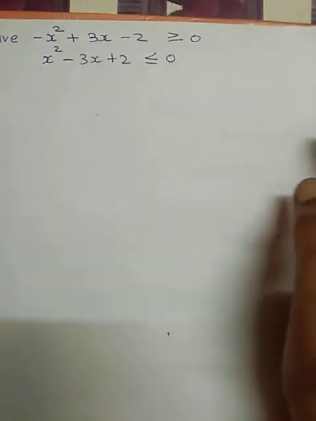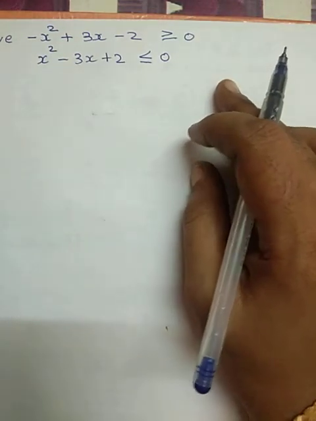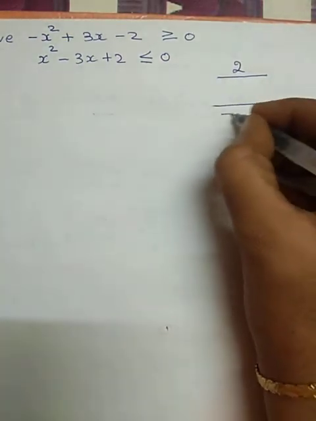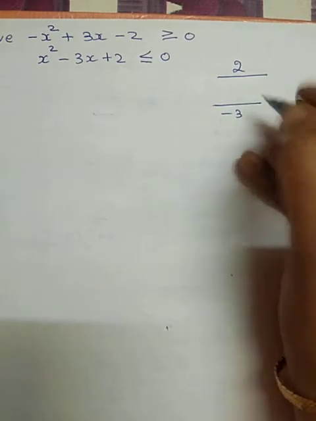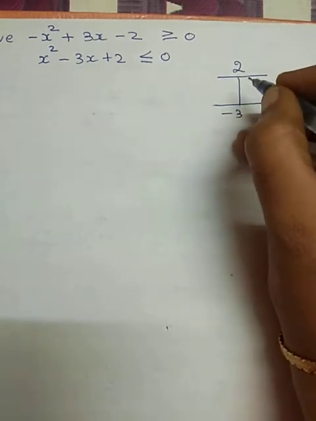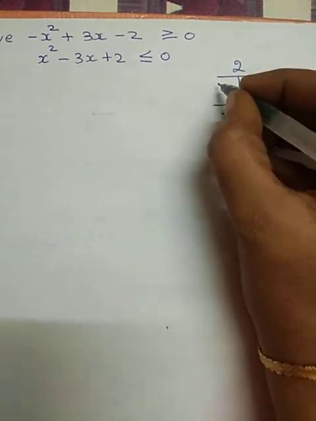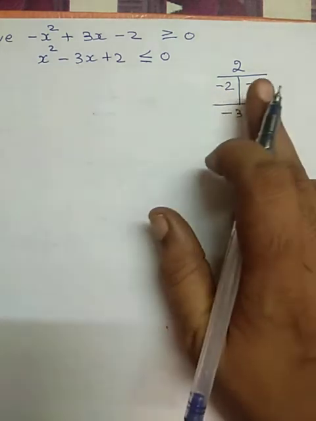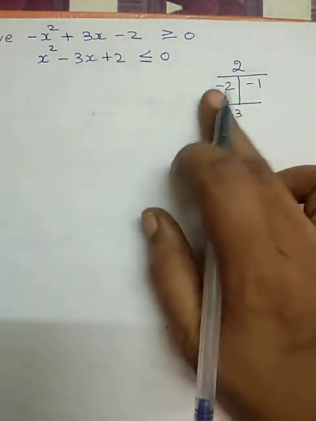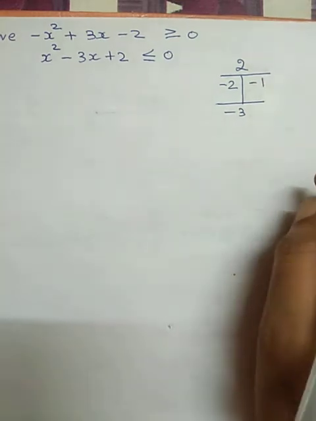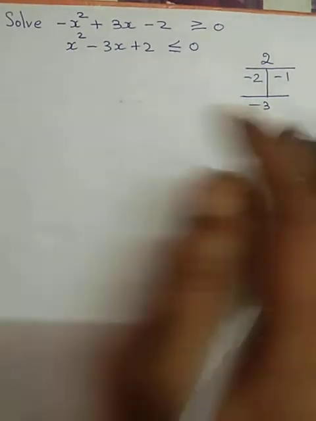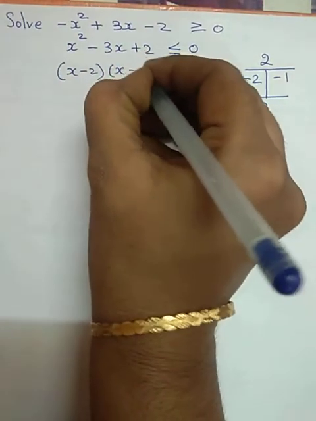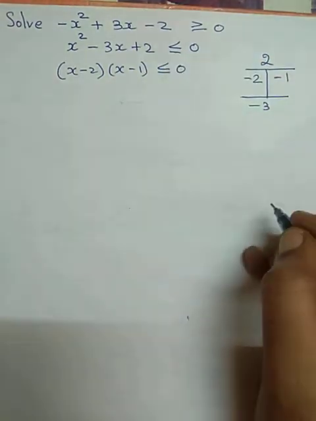Now next step is we have to factorize this. So when I factorize this, product is 2 and sum is minus 3. So we have to think which two numbers, if you multiply we get 2 and if you add we get minus 3. The two numbers are minus 2 and minus 1. Minus 2 into minus 1 is plus 2. Minus 2 minus 1, if I add, is minus 3. From this I can write the two brackets. The two brackets are x minus 2, x minus 1 less than or equal to 0.